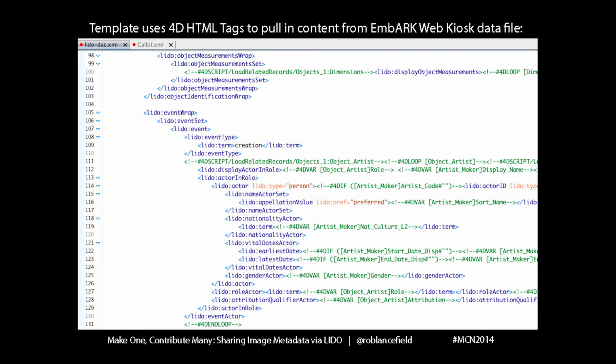The template uses 4D tags to tell Embark web kiosk what content to pull in from the data file. If you're used to developing human-readable web pages backed by web kiosk, this is really, really similar. It's just targeted for a machine-readable XML file instead. And broadly speaking, this kind of lightweight approach could well be possible with web resources backed by other systems. This isn't Embark specific, it's just the way it's articulated here.